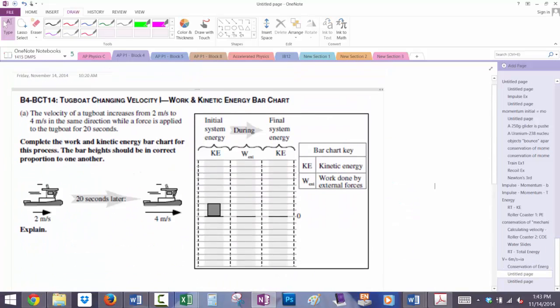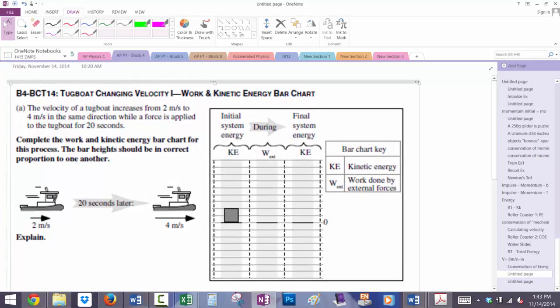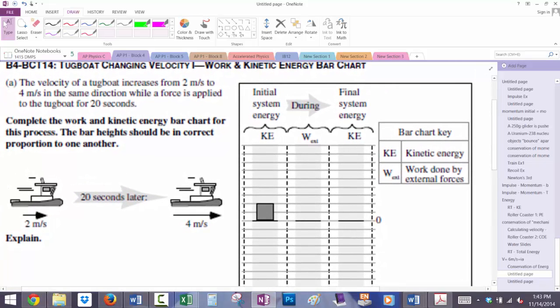I think I want to do this one first. I don't know if you can read this very well because it's kind of a funny picture, but let me make it a little bit bigger and then I'll read it to you so you can understand what's going on. It says the velocity of a tugboat, so tugboats instead of frogs, but same kind of deal, increases from 2 meters per second to 4 meters per second in the same direction while a force is applied to the tugboat for 20 seconds.